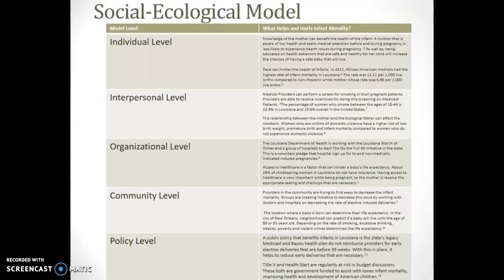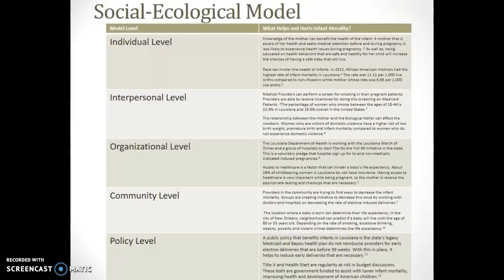On the community level, providers in the community that are trying to provide ways to decrease infant mortality, if they try to create initiatives to decrease the issue by working with doctors and hospitals on decreasing C-sections, that will definitely decrease infant mortality. The location where a baby is born can determine their life expectancy.